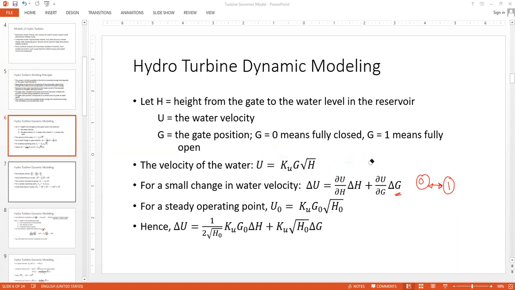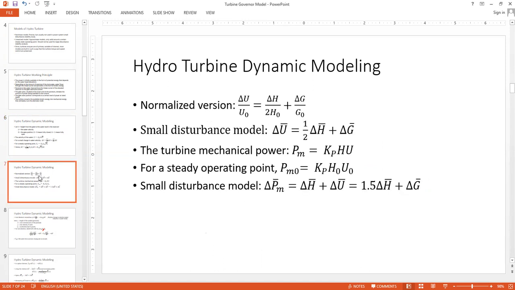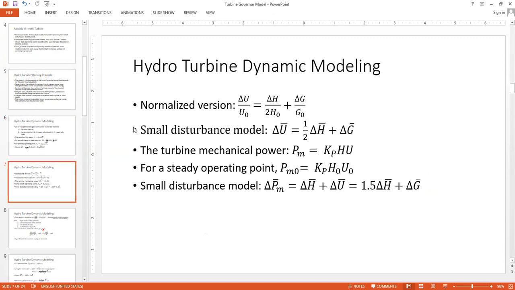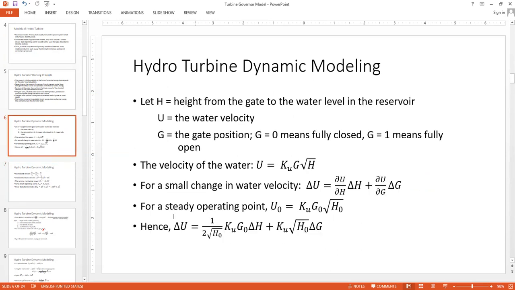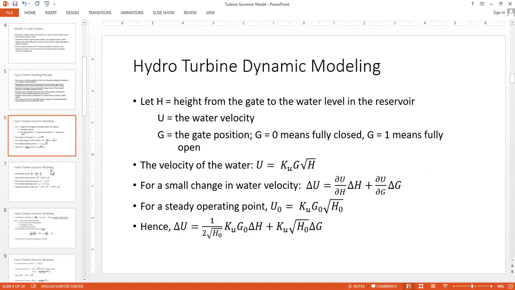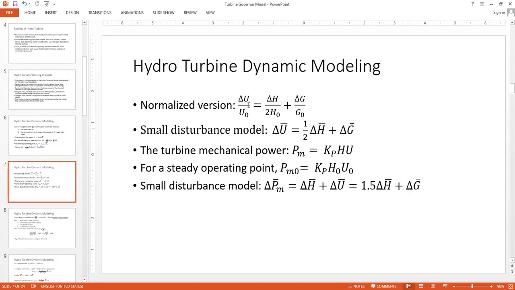Okay, so then let's continue. So what will we do next? We would try to have a normalized version for the expression of the velocity. Normalized version means nothing but to represent this whole expression in a scaled version. Okay, nothing but in a scaled version. So how do you scale it? You scale it with respect to the operating point.